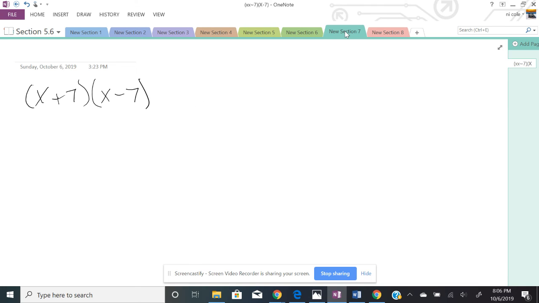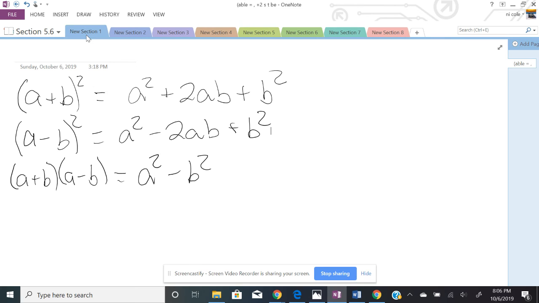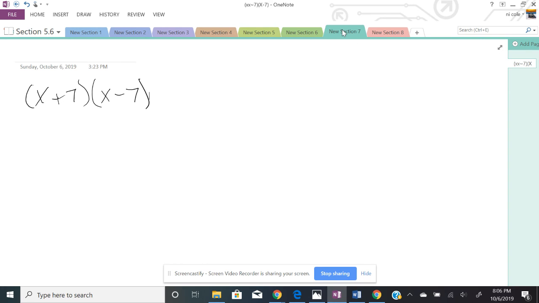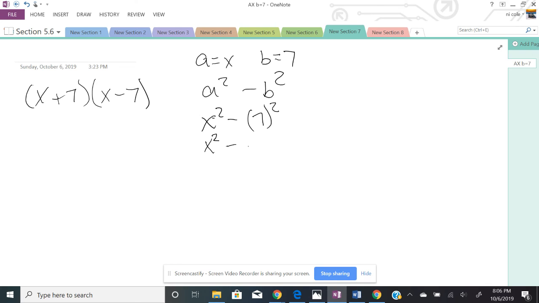Okay. And these almost look the exact same, don't they? The only difference now is I have that plus and I have that minus. So if I look at my special rules, I can see if I have a plus b times a minus b, I just get a squared minus b squared. Okay, so I need a squared minus b squared. What's my a? A is equal to x. B is equal to 7. So I would have x squared minus 7 squared. So that is x squared minus 49.